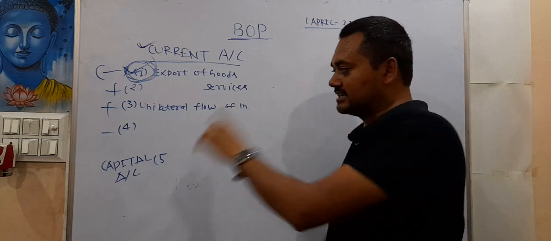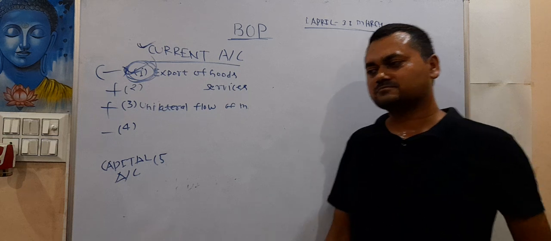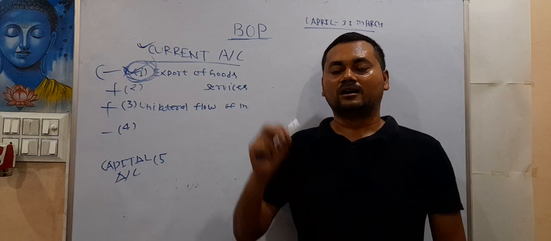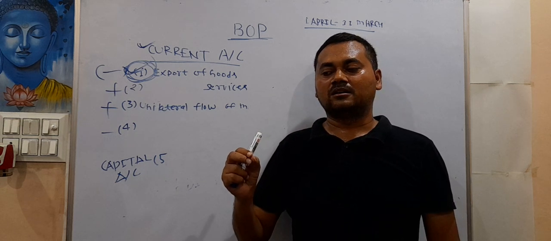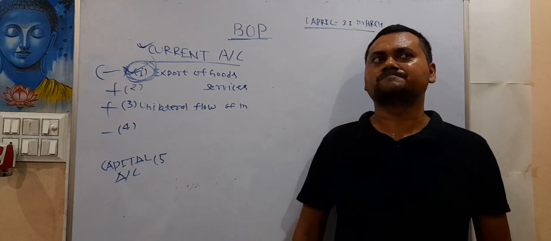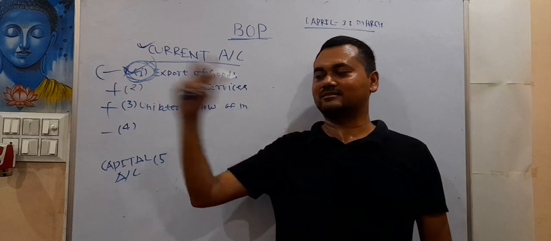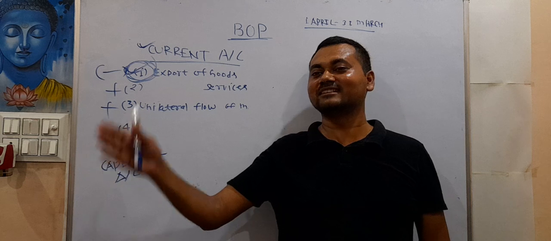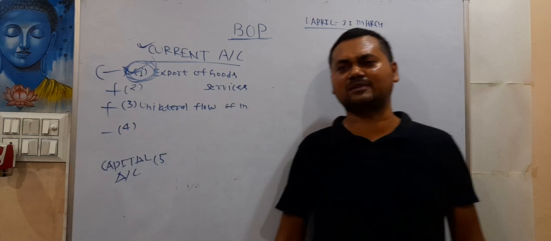The second is the capital account. Why is it not fully convertible? Because it generates a sort of liability. You can understand with the help of an example. Take the example of any businessman, like Nirav Modi, or take Vijay Mallya.